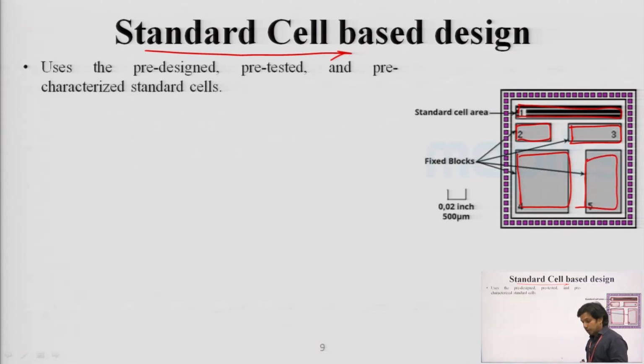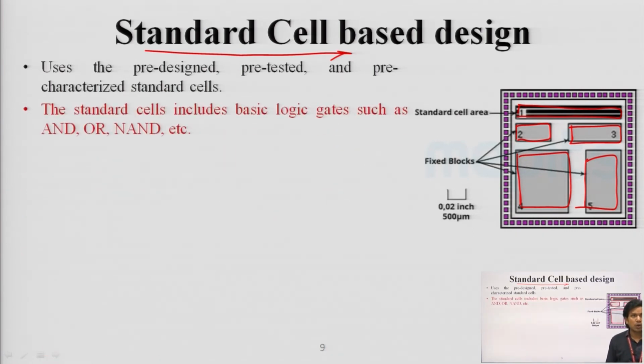So, these blocks, or standard cells, are already designed or manufactured, already pre-tested, pre-designed. The characteristics of this standard cell are already tested. That is why it is called standard cell based design, and these pre-designed cells are stored in the standard library. These standard cells include different kinds of logic blocks like AND gate, OR gate, NAND gate or NOR gate. So, different kinds of logic functionality are pre-designed inside the standard library.